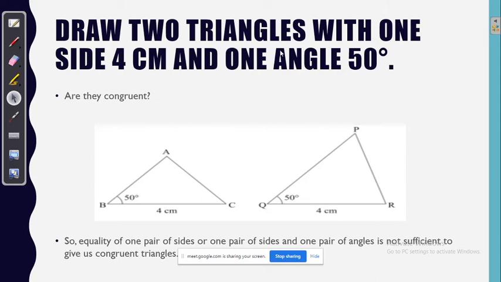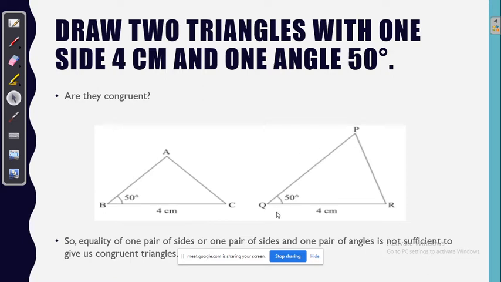Here we can say that these two triangles are not congruent, right? If I place one above the other, they are not properly fitting. So these two triangles, are they congruent? Triangle ABC and triangle PQR? No, ma'am. The angles are different, ma'am. Okay, even though there is one side 4 centimeter and one angle 50 degree, they are not congruent.